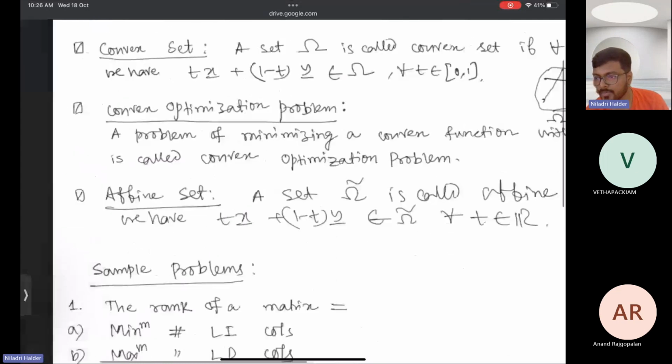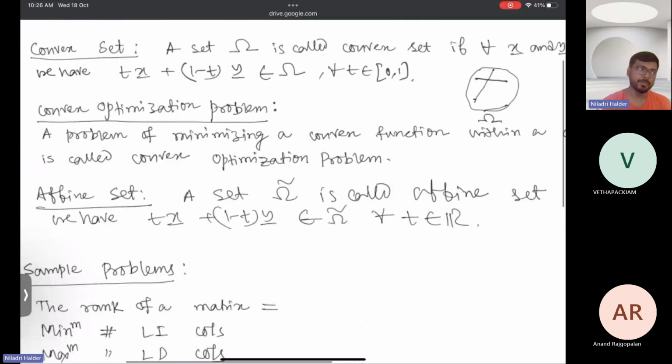So then convex optimization problem. An optimization problem is said to be a convex optimization problem if the objective function is convex as well as the constraint set is also a convex set.